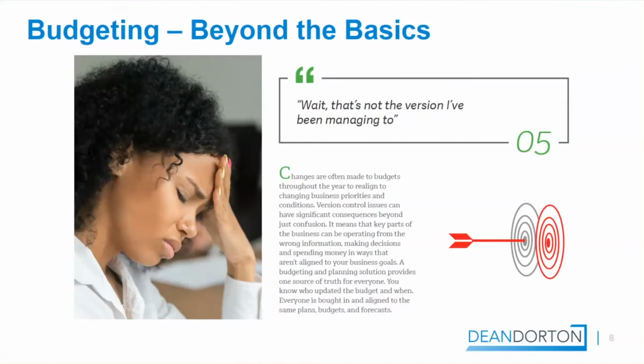So this again has a domino effect of you could be making decisions based off the wrong version of the budget, and there can be pretty substantial changes from version to version. So the way you're spending money is not aligned with the way that you should be spending money to meet your goals. When you've got a budgeting and planning solution, everybody is looking at the same source of truth. So you don't have to worry about, oh no, I'm looking at the wrong version. There is one version, and it's the version that people are all dialed into.